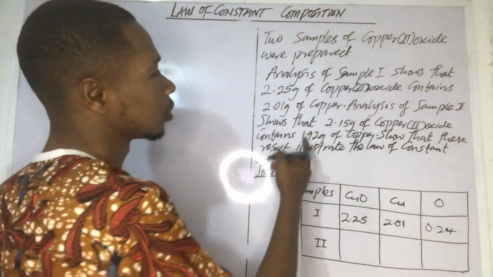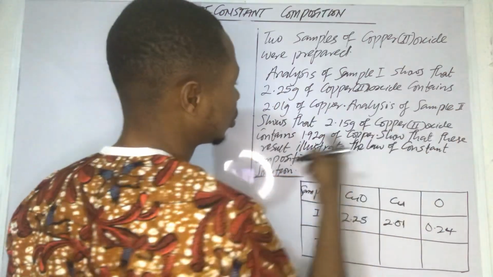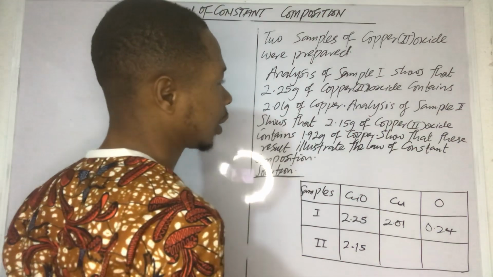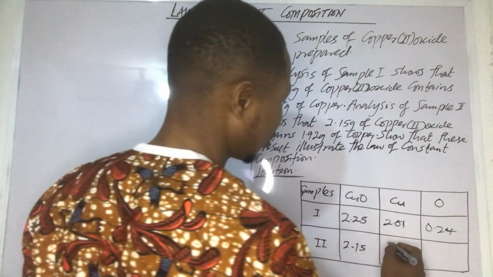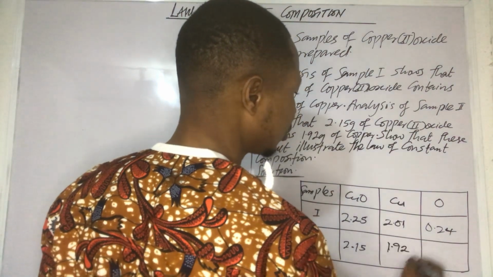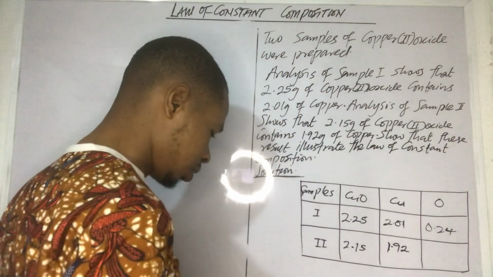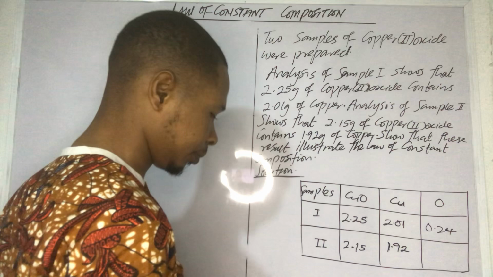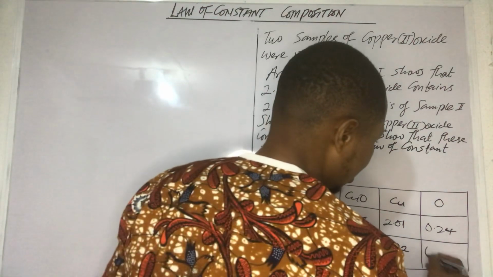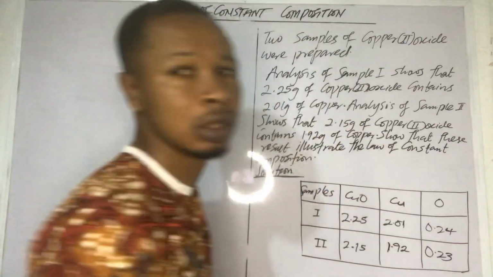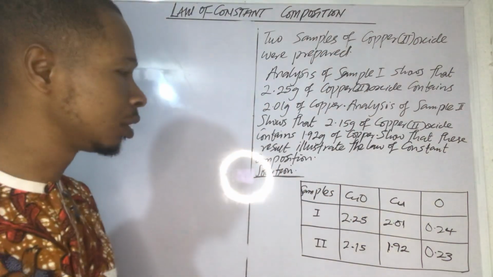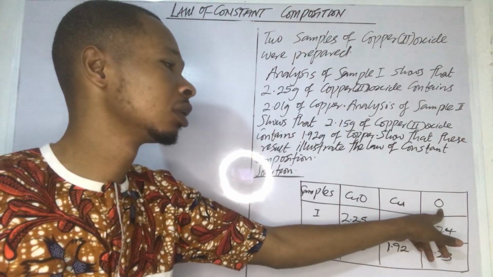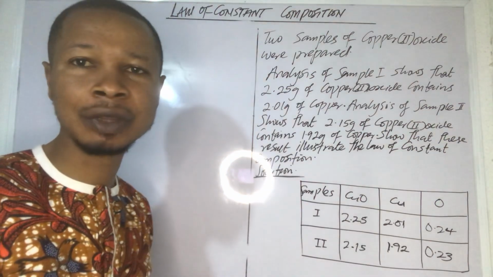In sample 2, analysis of sample 2 shows that 2.15 gram of copper(II) oxide contains 1.92 gram of copper. Then to get our mass of oxygen, it will be this 2.15 minus 1.92. And that will give me 0.23. Now, as you have made this your table now, then find the percentage of copper and oxygen in the two samples and compare if they are the same.